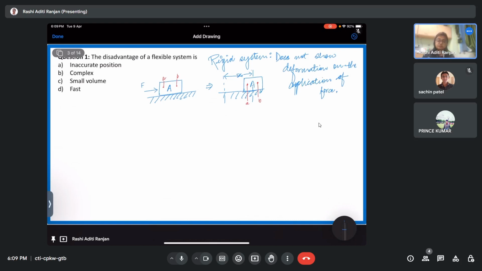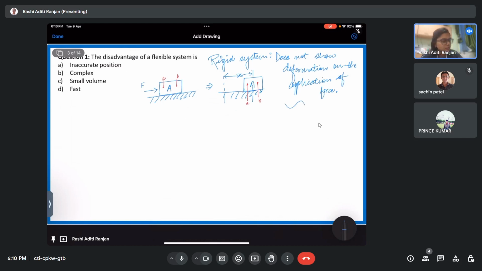Now, this is the theory, right? If I talk about a physical system, is it practically possible that the body is not going to show even an infinitesimal amount of deformation? That is not possible. So how do we differentiate? We say that any body which shows minimal deformation, maybe up to 1, 2, or 5% of its dimension, less than that, we can say it is a rigid body.